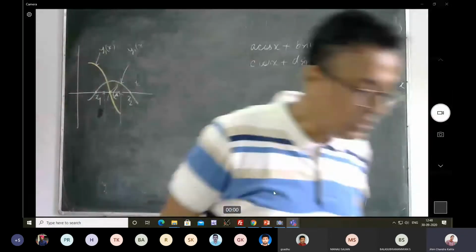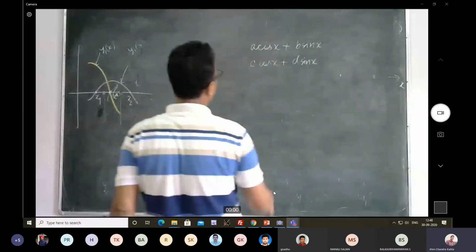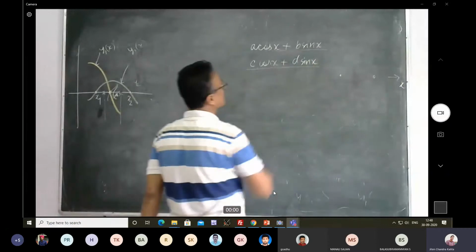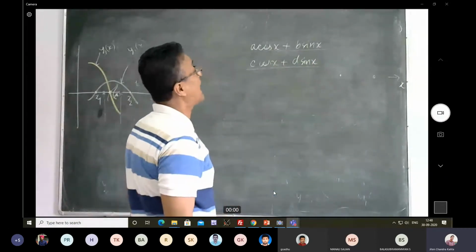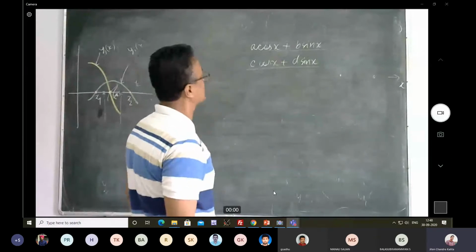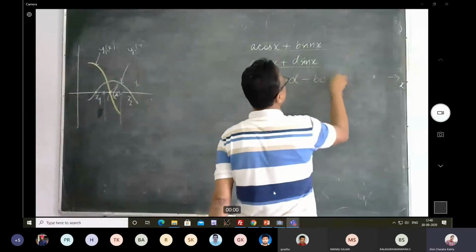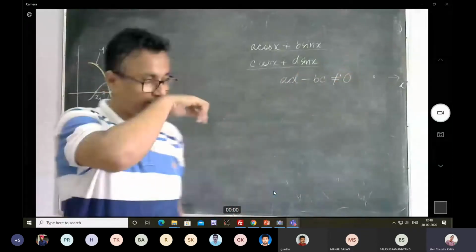Okay, so you have to show that the zeros of these two functions are distinct and occur alternately whenever AD minus BC is not equal to 0. Just tell me how to go about it.